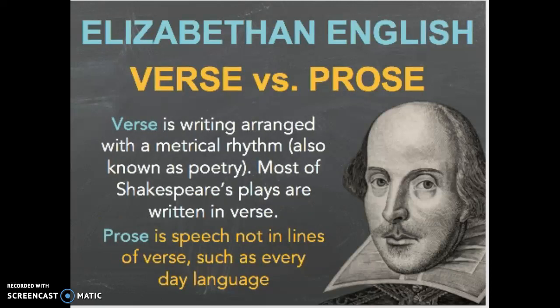Verse versus prose. A verse is written in a way that it rhymes, such as poetry. Most of Shakespeare's plays are written in verse. Prose is speech. There's no line of verse in this everyday language. It's typical dialogue that's in a play. Shakespeare definitely uses verse throughout Romeo and Juliet. You will notice that as we read it.